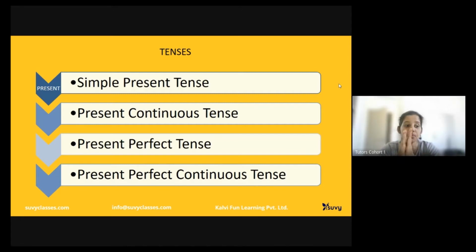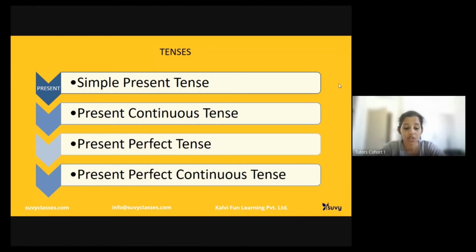Now for present perfect continuous tense, the action has started in the past, okay, and it is still continuing. So, my cousin has been suffering from fever since last Monday. So last Monday was the time when the fever started and it is still there.